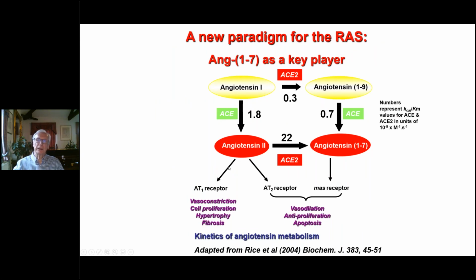So this gave us a new paradigm really for the RAS, in which angiotensin-1-7 became a key player, although its actions were already known about, and it has its own independent receptor, the MAS receptor. The numbers in this diagram indicate the efficiency of hydrolysis of different peptides by these enzymes, the Kcat over Km. So you can see that ACE2 is actually very efficient in converting Ang2 to Ang1-7.